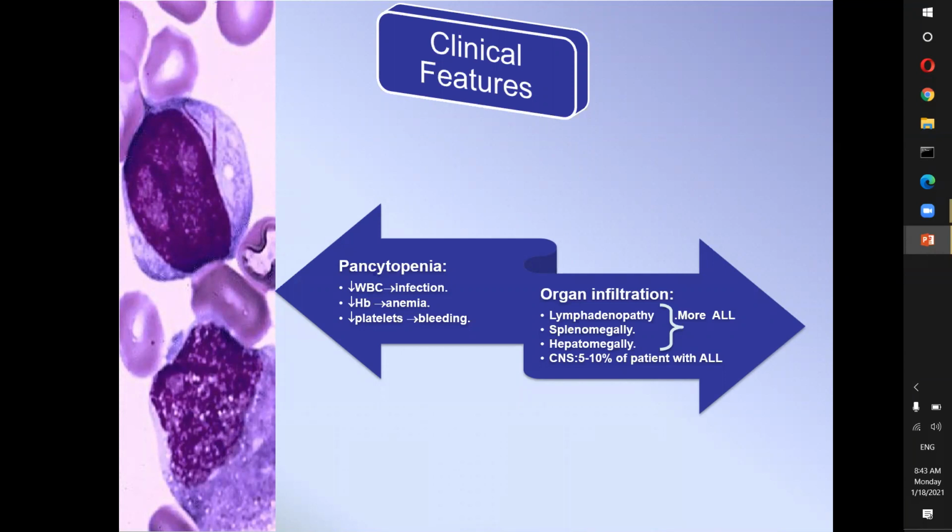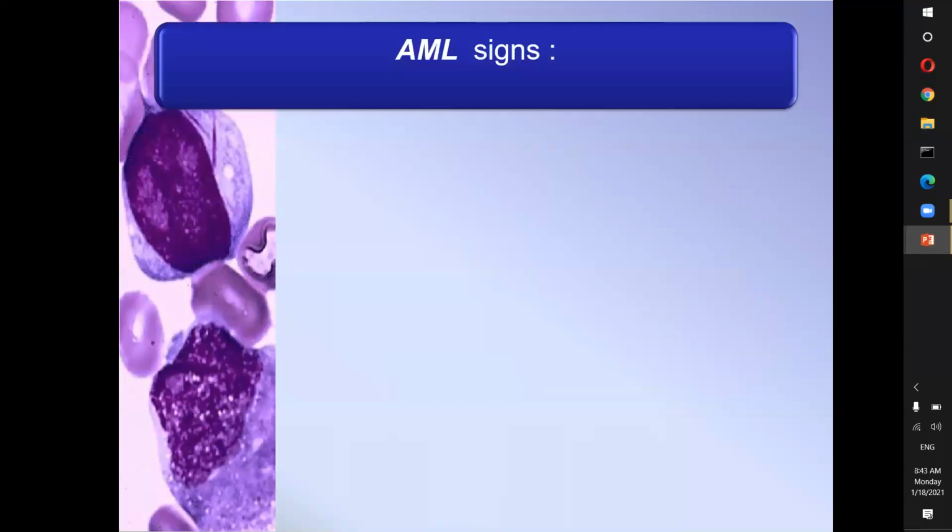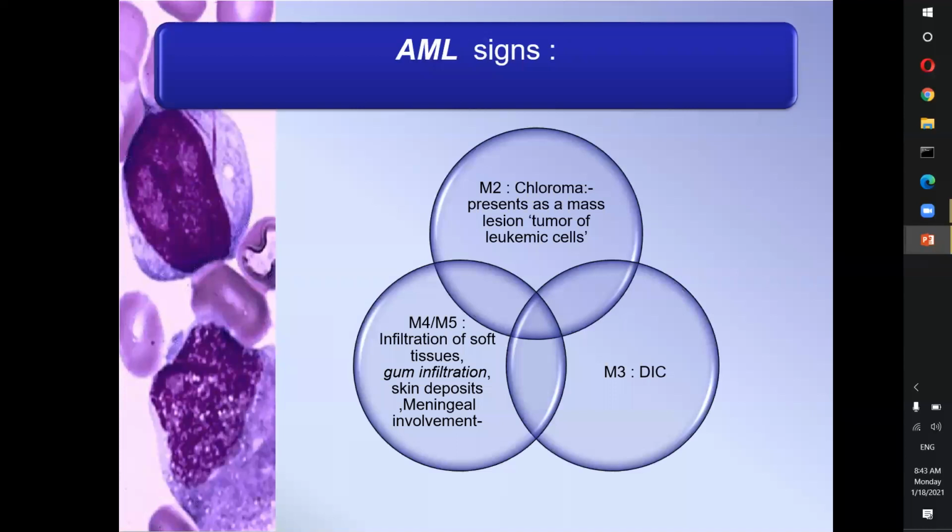Or those primitive cells go outside the marrow and infiltrate organs: infiltrate lymph nodes, resulting in lymphadenopathy; infiltrate the spleen and liver, resulting in hepatosplenomegaly; or maybe even reach more important sites like the CNS, resulting in CNS involvement rather than AML. AML signs: because of infiltration of these tumor primitive cells into the skin, this will result in what we call a mass lesion, a tumor of leukemic cells in the skin, called chloroma.